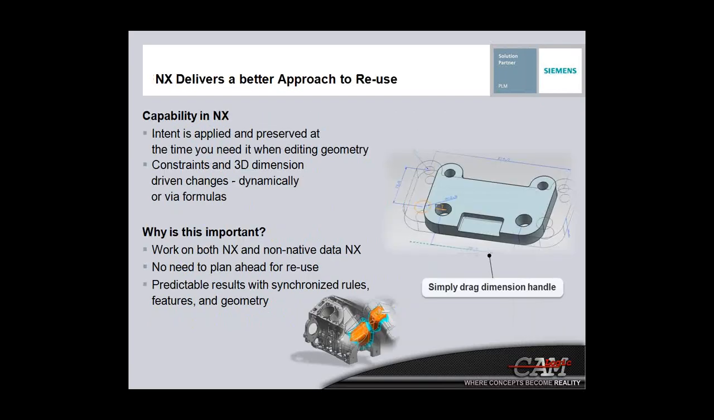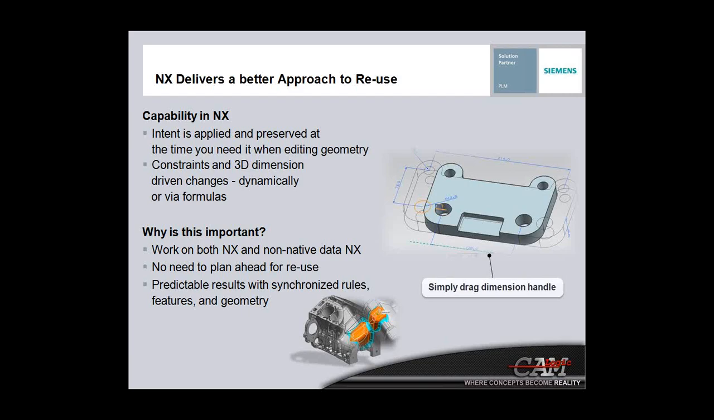There is a better approach. Design reuse doesn't have to mean remodeling. With NX, you can quickly grab geometry and make changes, regardless of how the model was built. There's no need to plan ahead for reuse, and no need to understand the intricate details of how the model was originally designed. NX provides predictable results with synchronized rules, features, and geometry.